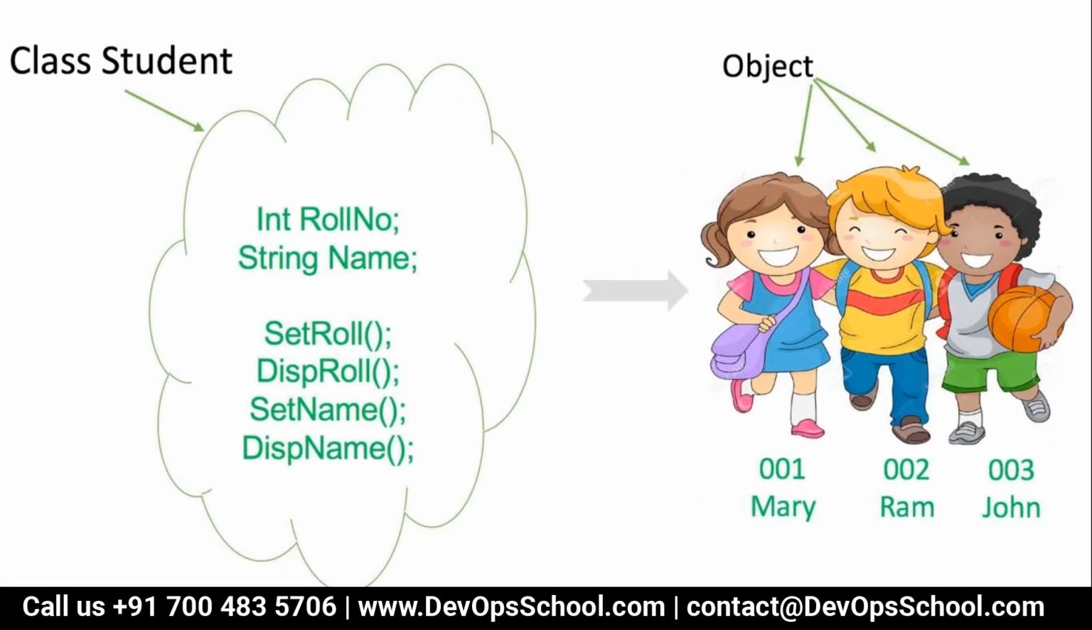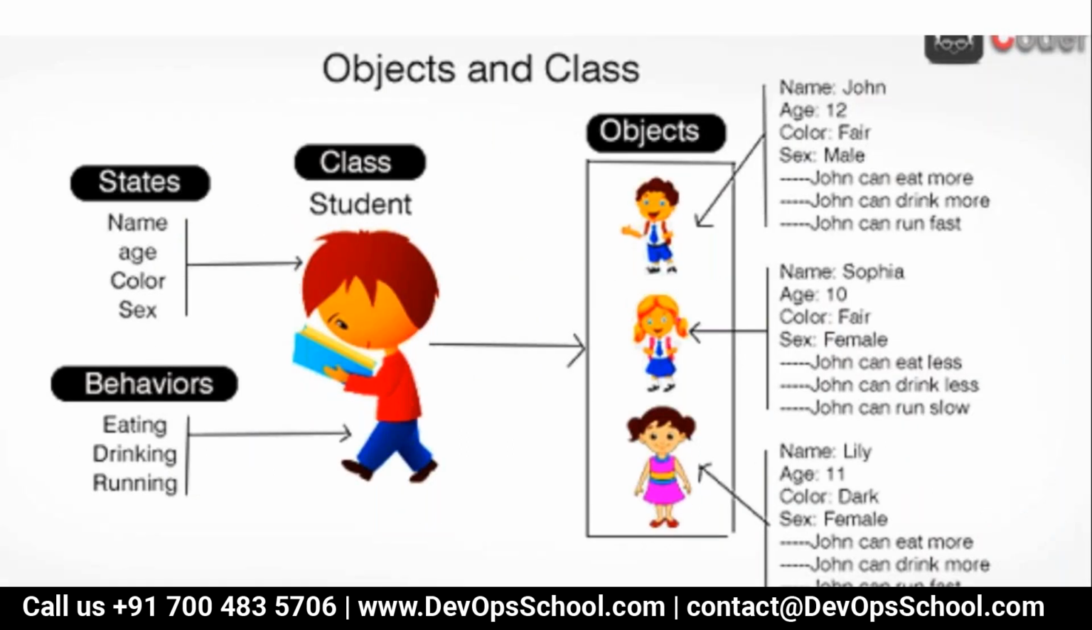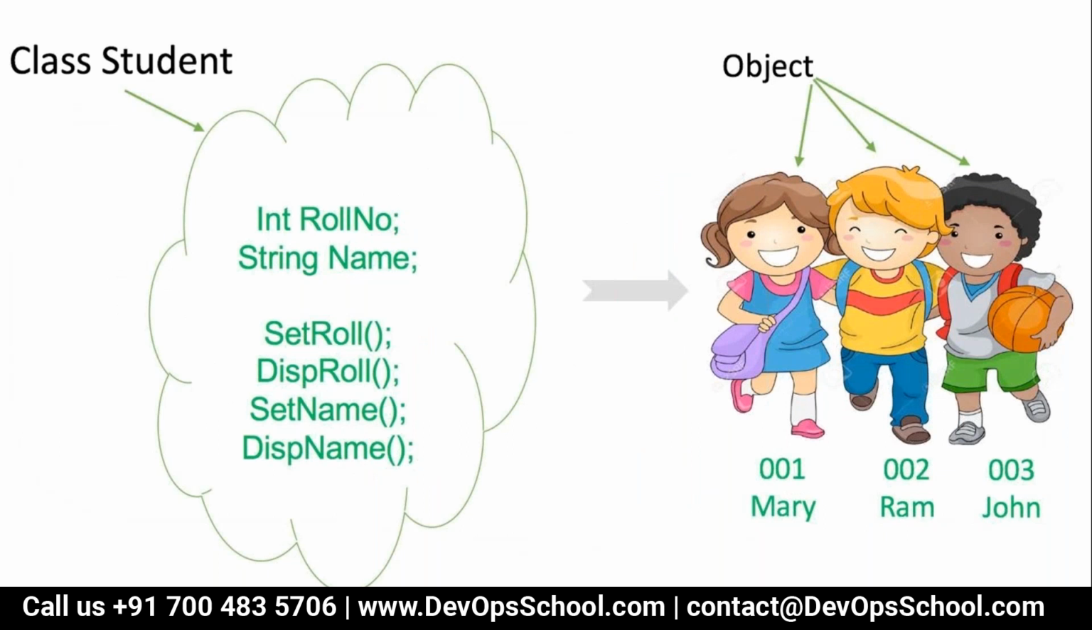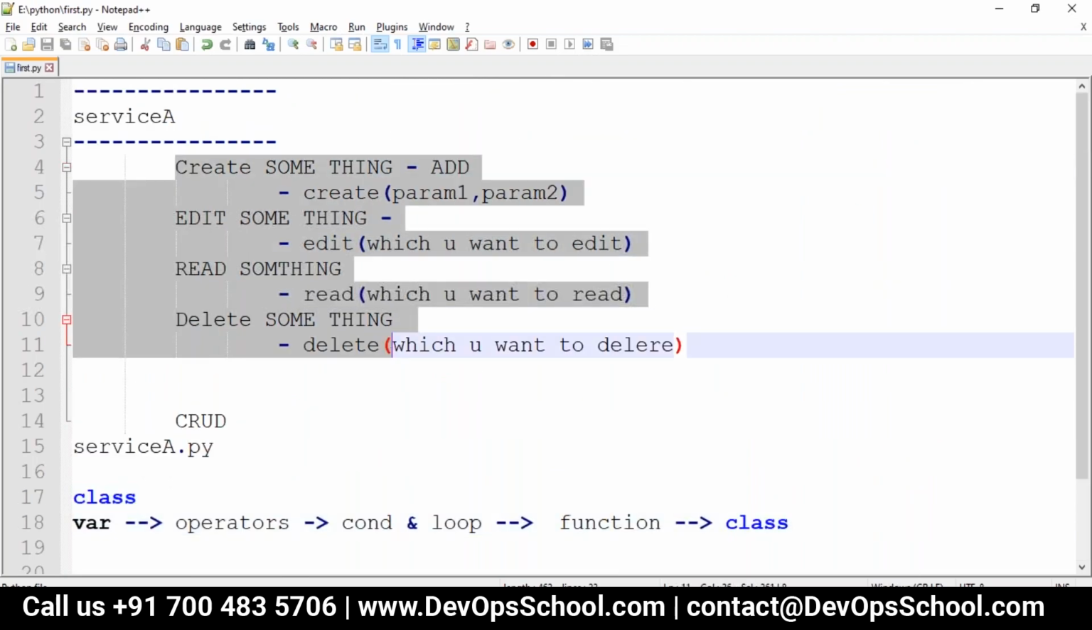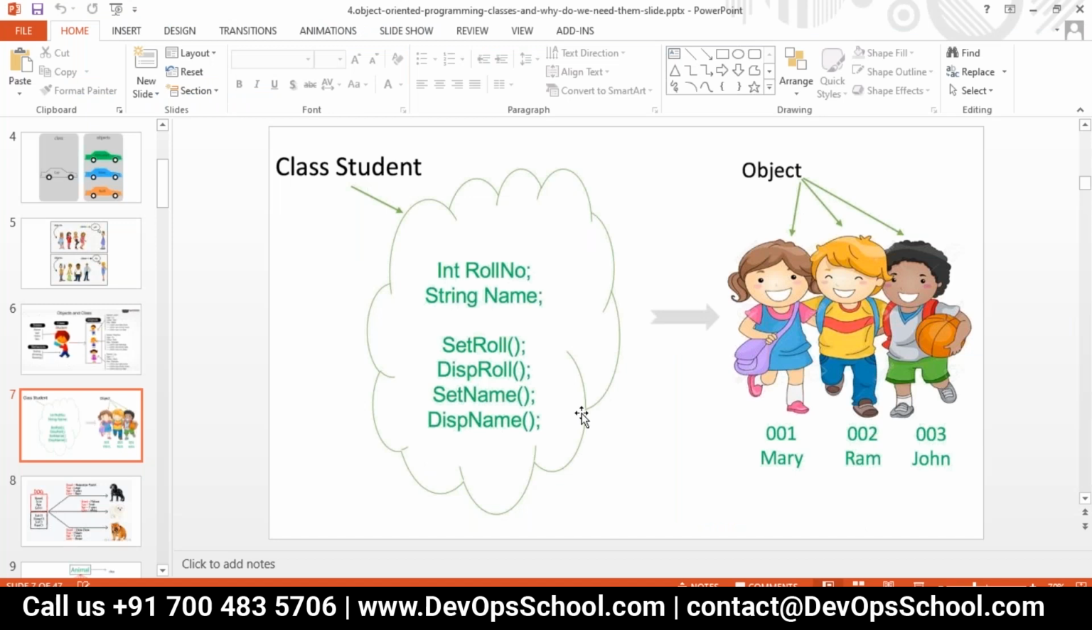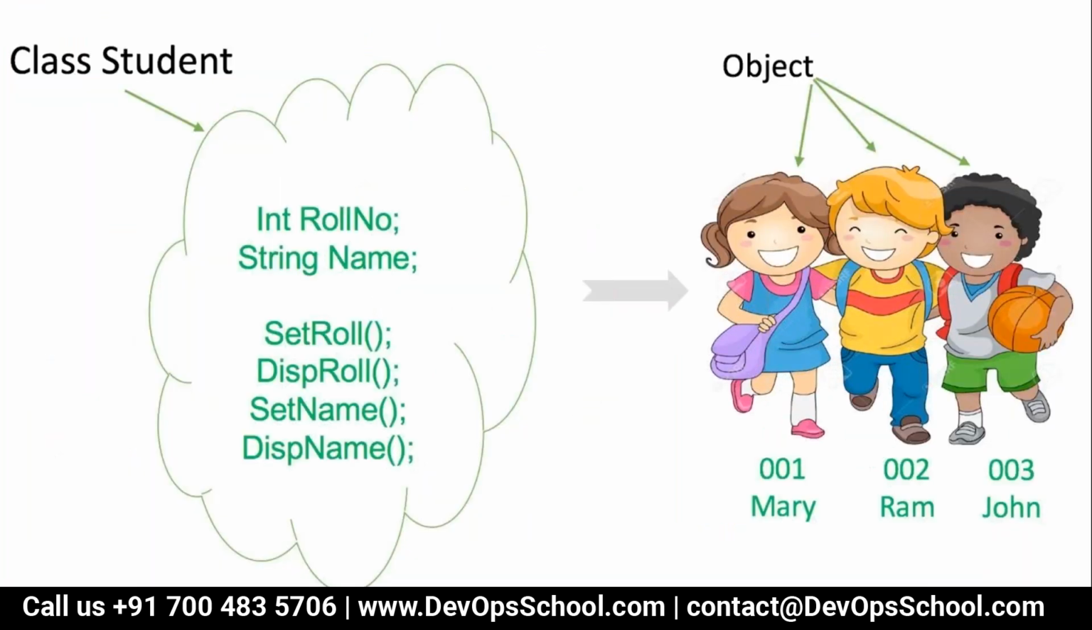See here, we define this. Student is a class. In a student, what do we have? We have variables, like int and string variables. And we have different kinds of methods, which I was talking about, the method functions. What methods? Set roles, display roles, set name, display name, all these kinds of things. And when you initialize this class, you get different objects like Mary, Ram and John.